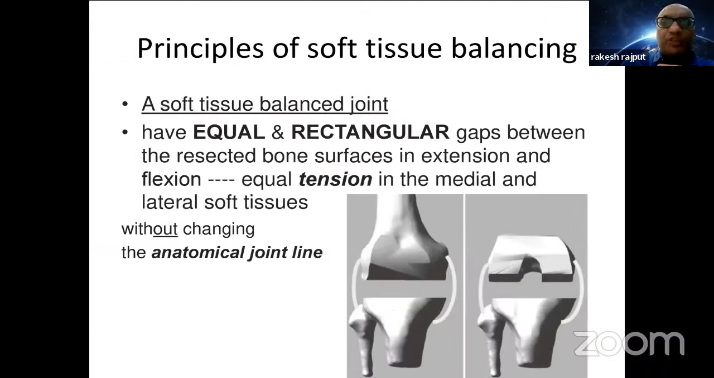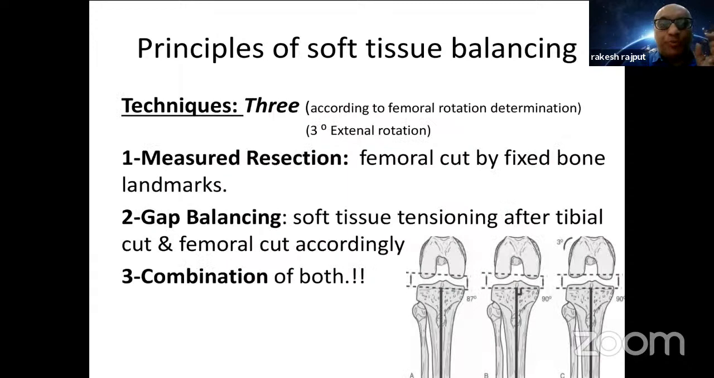So there are various ways we do soft tissue balancing. This is what we are trying to achieve. Let me talk to you about the two principal methods. One is measured resection. The other one is gap balancing. And this third one is basically a combination of both.